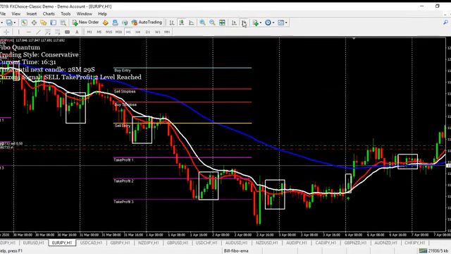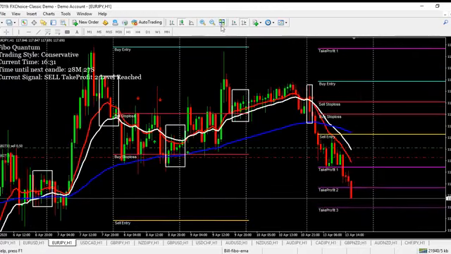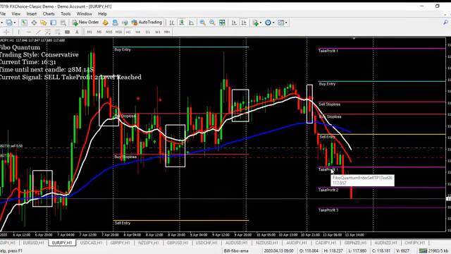So even though I don't know why I can't get my charts where I want them, even though the moving averages are not lined up, I decided to take this entry, okay? And you can see here that it immediately moves down to take profit one. And then what do you get? The pullback all the way to entry.